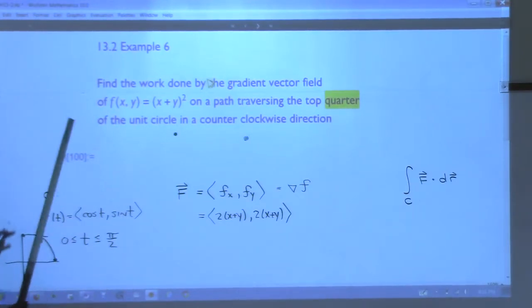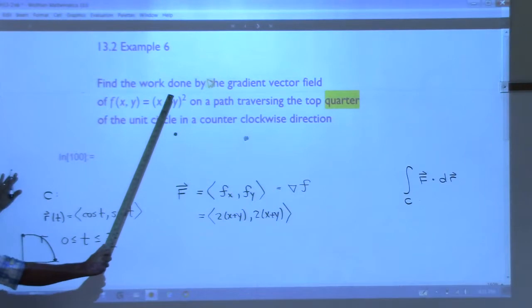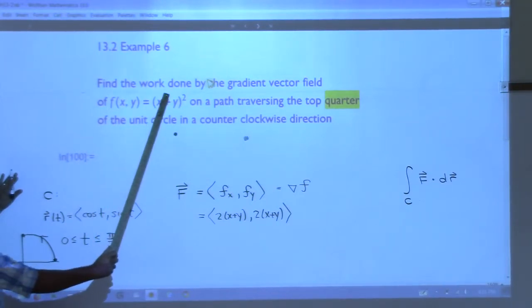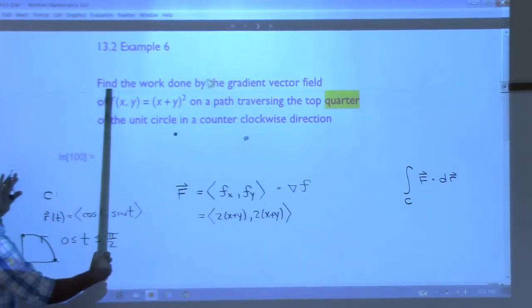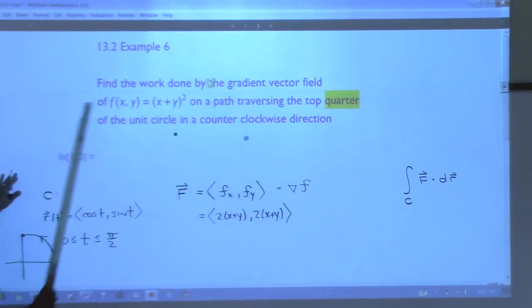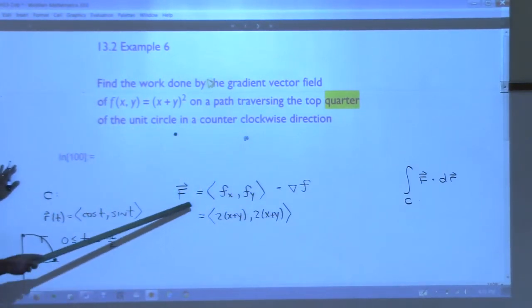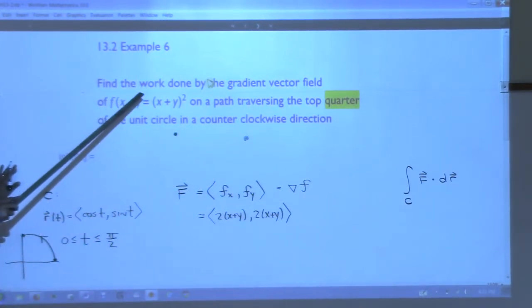This problem, they did not just give you the vector field, did they? They didn't. They said, oh, wait, hold on. Find the work done by the gradient vector field of this scalar function. So we had to extract the vector field from the problem.